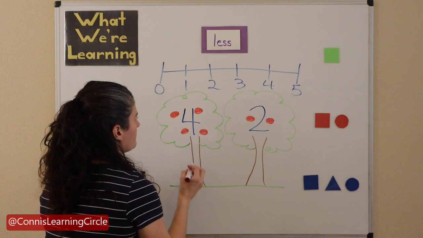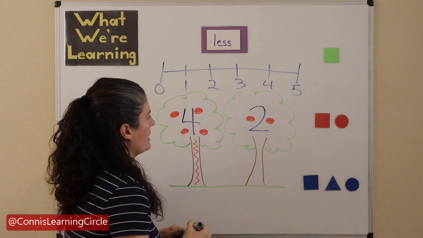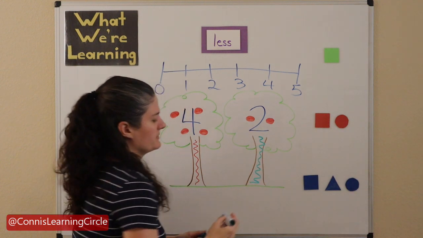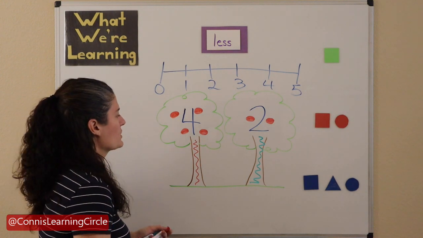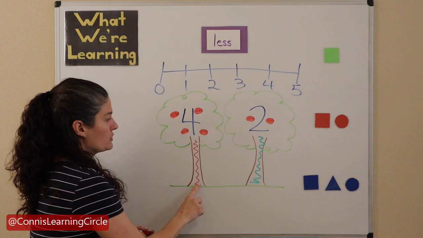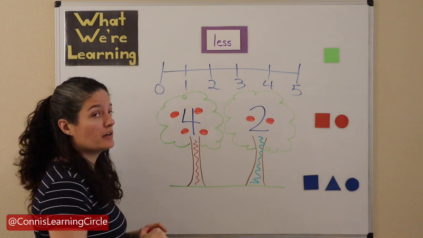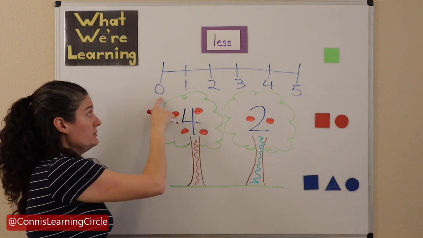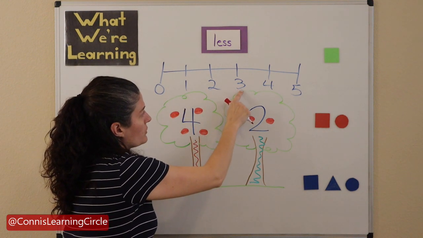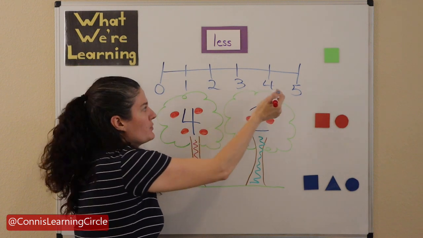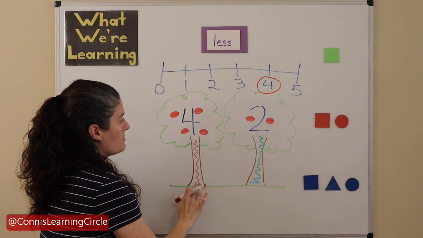For this tree, I'm going to use red, and for this tree green, so we can see what number we're looking at and where our number is on our number line. Our red tree has 4 apples. So let's count over on our number line. We always start over here at our 0. 1, 2, 3, 4. Hey, there's our number 4. So we're going to circle it with our red marker because we are talking about our red tree.